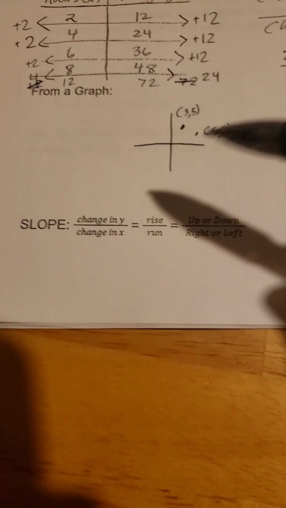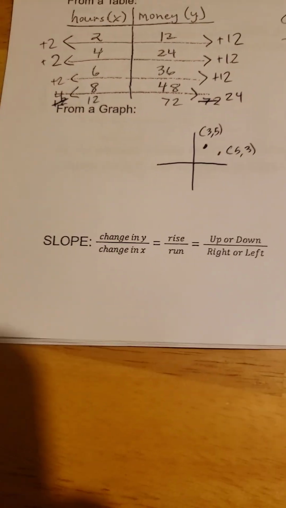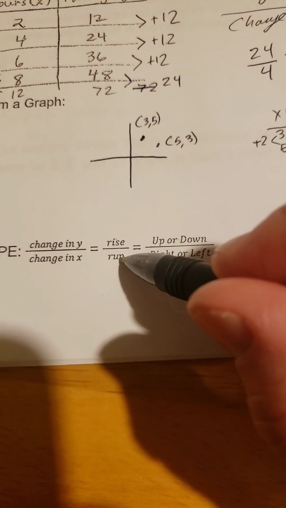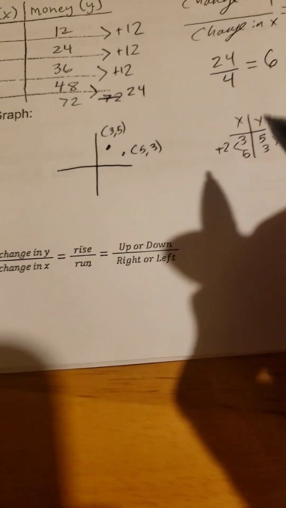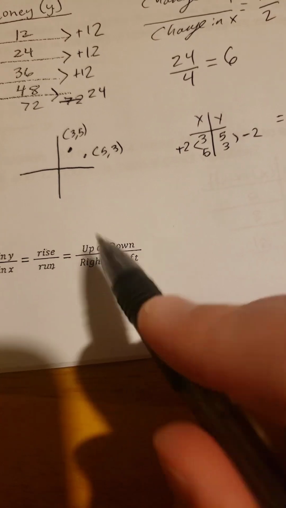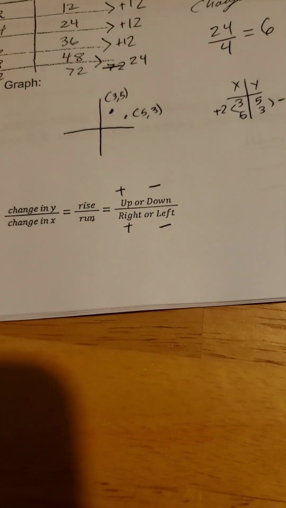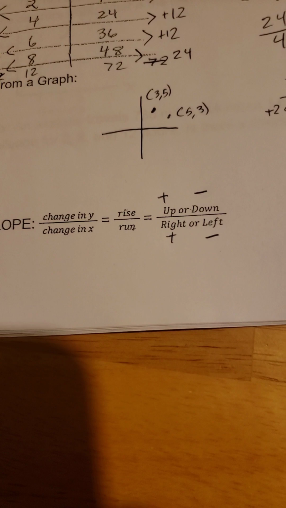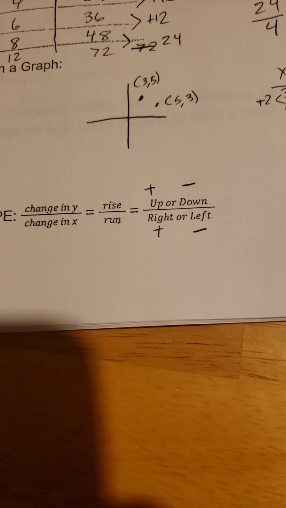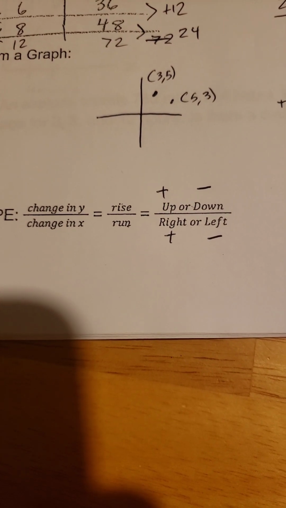Slope, it's change in Y over change in X. You will often hear it as the rise over the run. The run should always be positive pretty much. Slope, if you go up, it's positive. If you go down, it's negative. Right is positive. If you go left, it's negative. So we can calculate this from going from left to right.